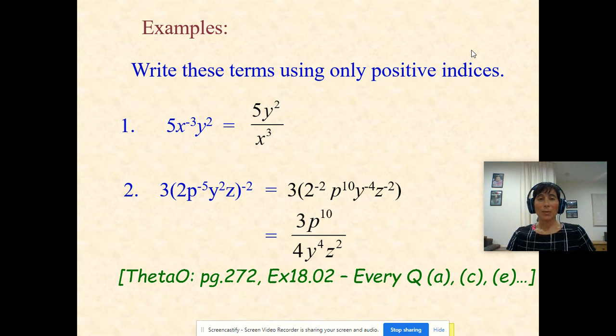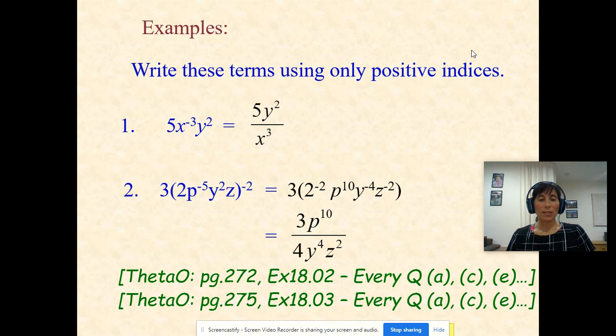There's a couple of examples where you're practicing these negative indices or power equations. The first one is on page 272, exercise 18.02, and then the second one is on page 275, exercise 18.03. I think it makes sense to try every question, but maybe just doing every second letter. So that will be the bulk of today's lesson.